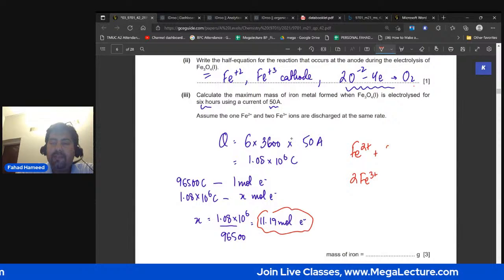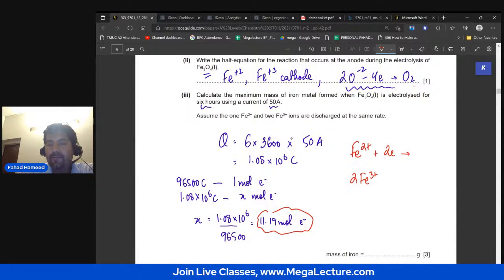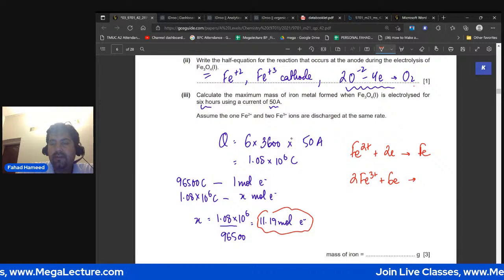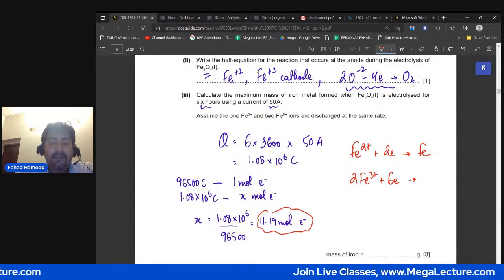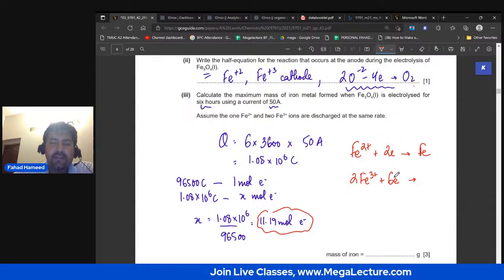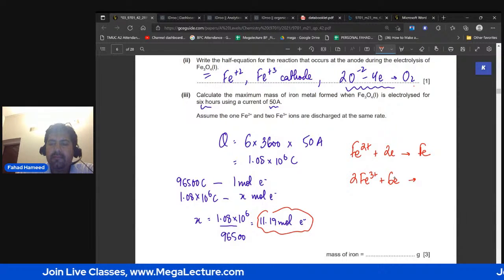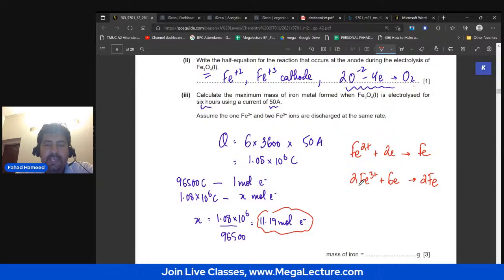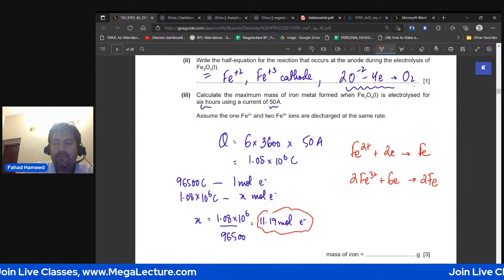Now Fe2+ needs 2 electrons to form Fe, and Fe3+ would need 6 electrons to form 2 iron atoms, because at the cathode both ions would be gaining electrons. So what is happening here is, let's just add up this equation.